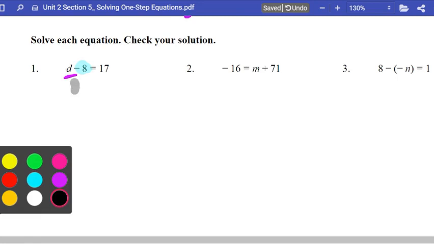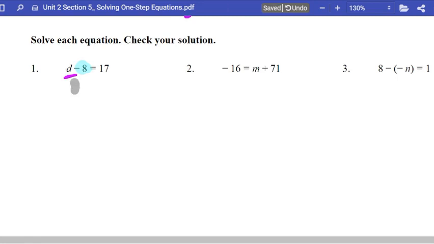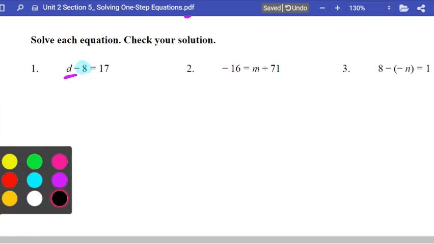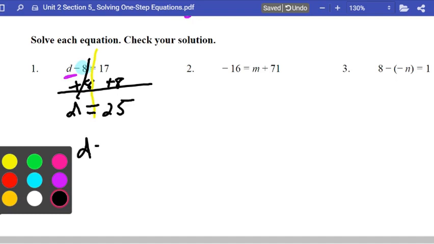Ooh, did not mean to do that. Oh dear. All right, so I'm going to say plus 8 on both sides. When I say both sides, I mean both sides of that equal sign. All right, so I'm going to add 8 to both sides. Now, when I do that, these two cancel out, and I just have d left on the left side equals 17 plus 8 is 25. So d equal 25. Solved.